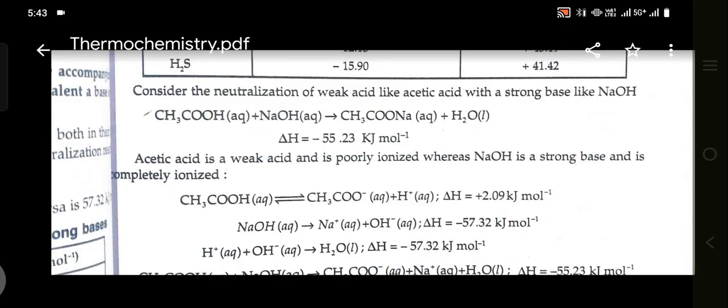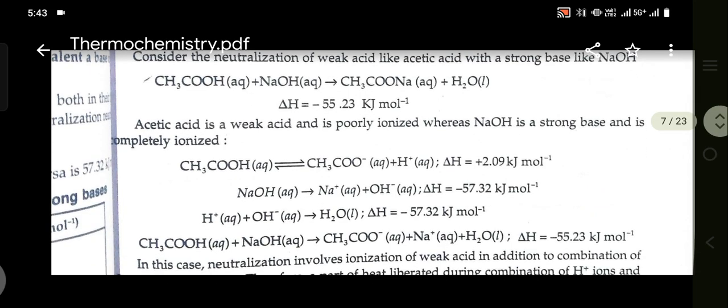Consider the neutralization of a weak acid like acetic acid with a strong base like NaOH. CH3COOH (aq) + NaOH (aq) gives CH3COONa (aq) + H2O (l). ΔH will be equal to -55.23 kJ/mol. Acetic acid is a weak acid and is poorly ionized, whereas NaOH is a strong base and is completely ionized.